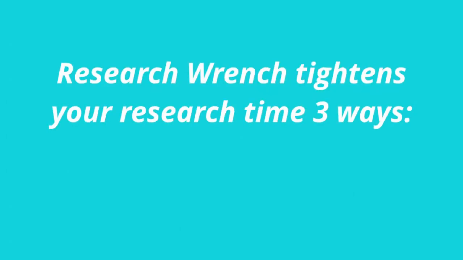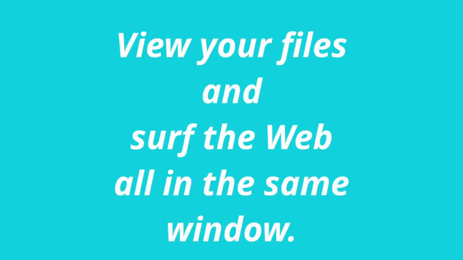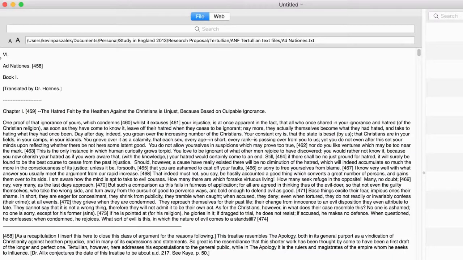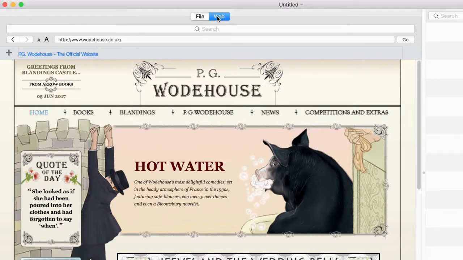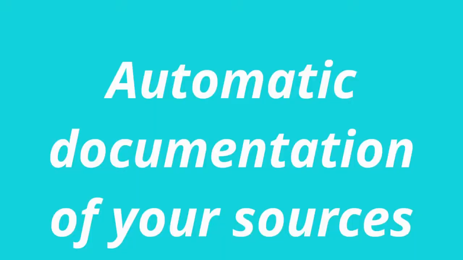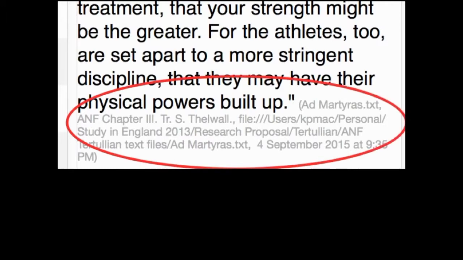If you've used Research Wrench, you already know how it tightens up your research. It keeps you focused by letting you work with all kinds of files from your computer, and lets you work with pages from the internet, all in the same window, without having to switch applications. Research Wrench also tightens up your research by consistently capturing the source of the information that you're gathering.